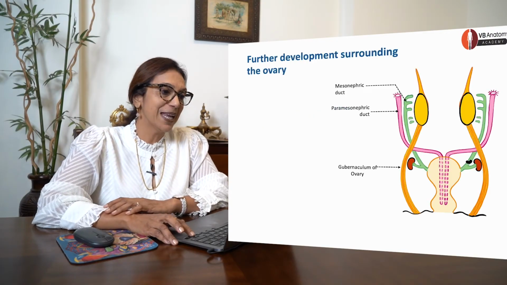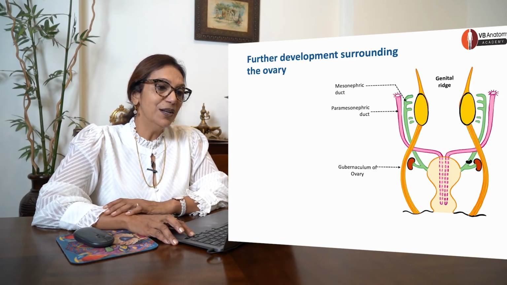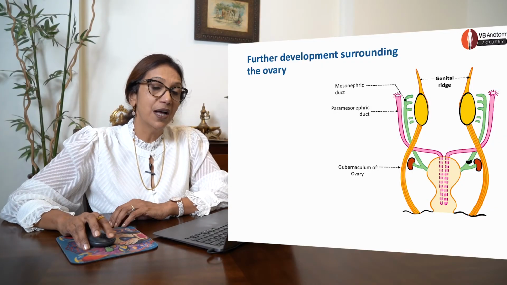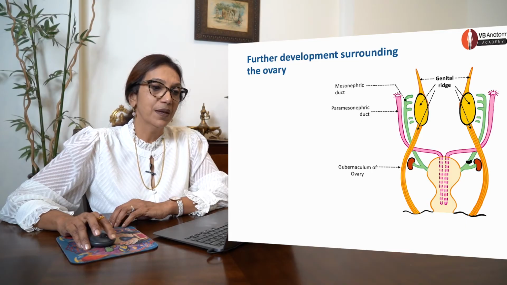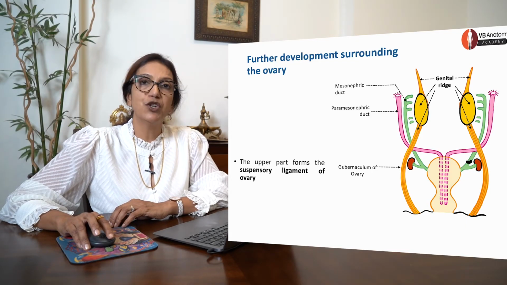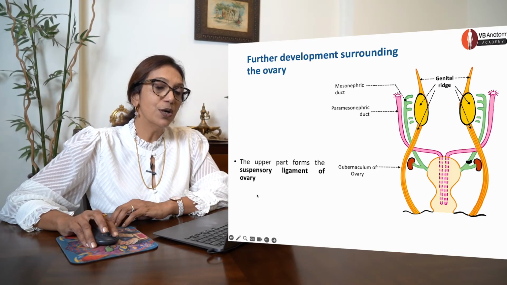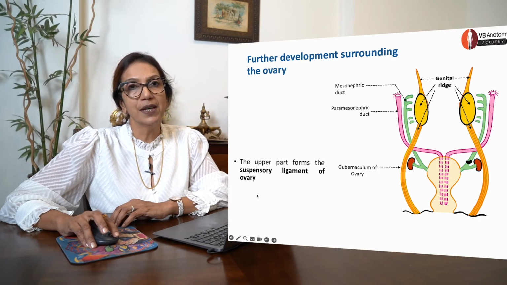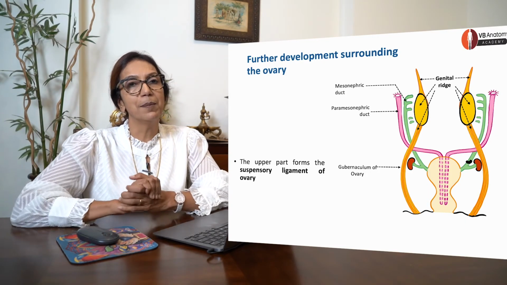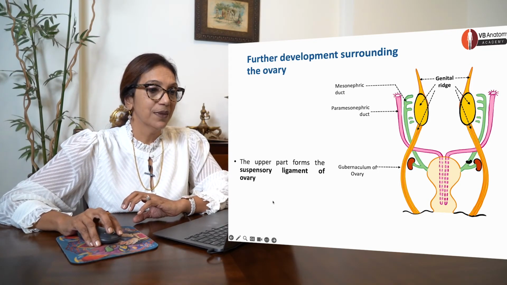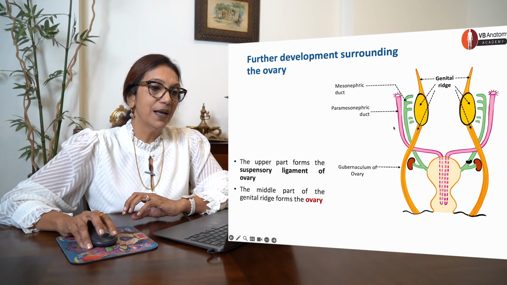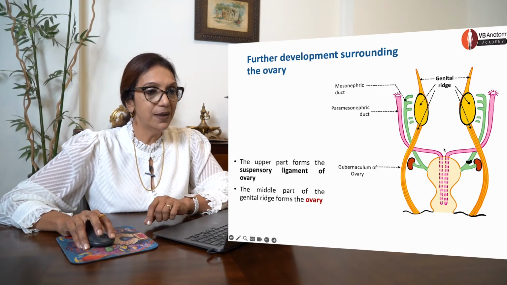Okay, let's begin. So here you're looking at the genital ridge: upper part, middle part, lower part. The upper part of the genital ridge forms what is called the suspensory ligament of ovary. It will be attached to the walls of the pelvis, anchoring the ovary in the pelvic cavity later. The middle part actually develops to form the ovary.